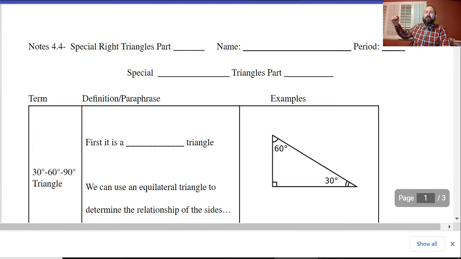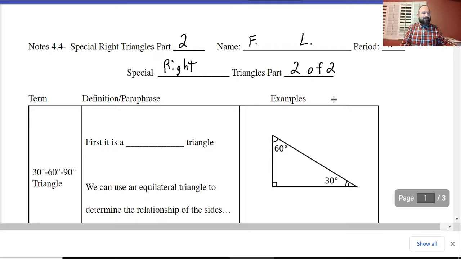We're talking about Notes 4.4, specifically Special Right Triangles, Part 2. Make sure you write your first name and your last name and your period number. Once again, we are talking about Special Right Triangles, and Part 2 of 2, we're finishing it up.